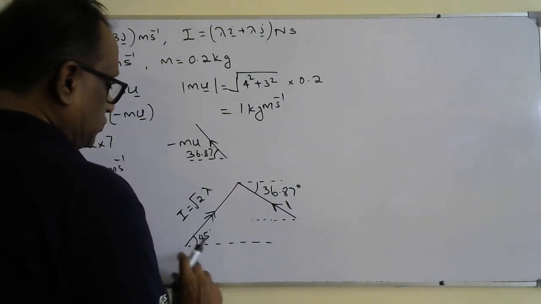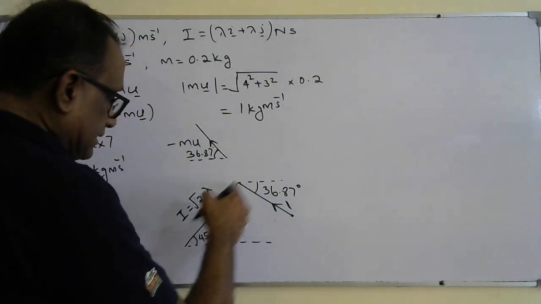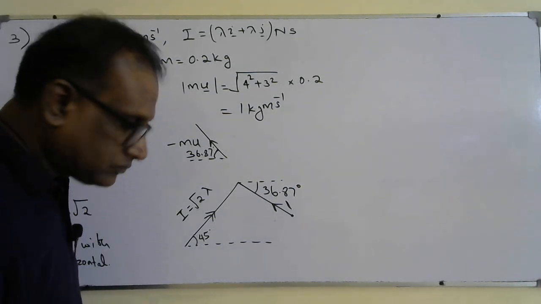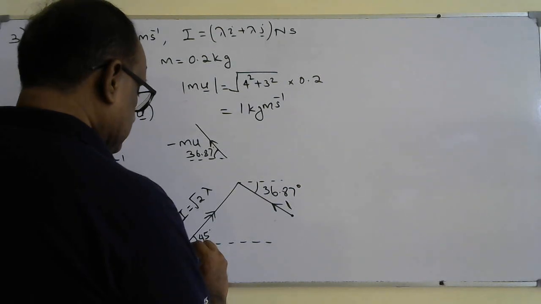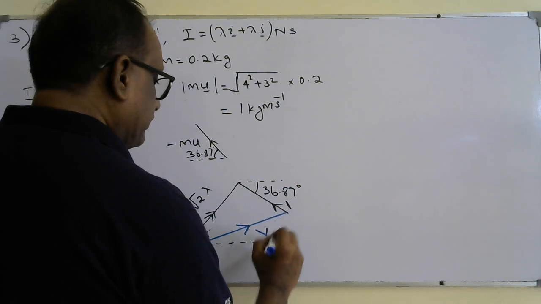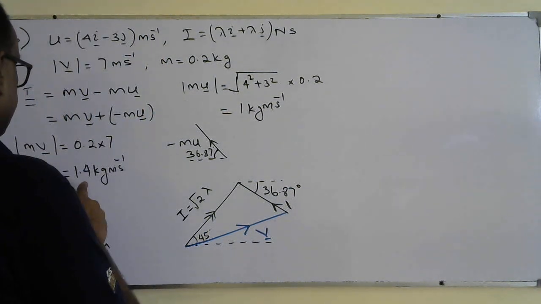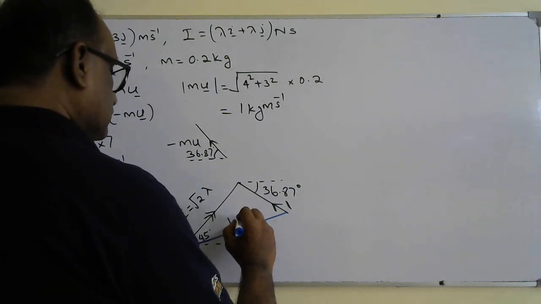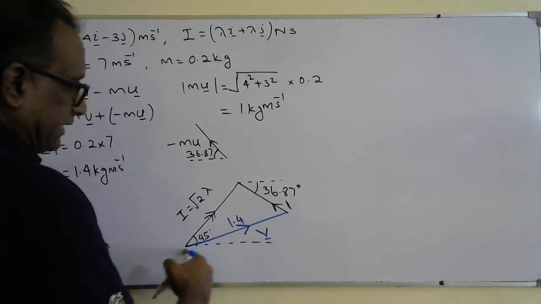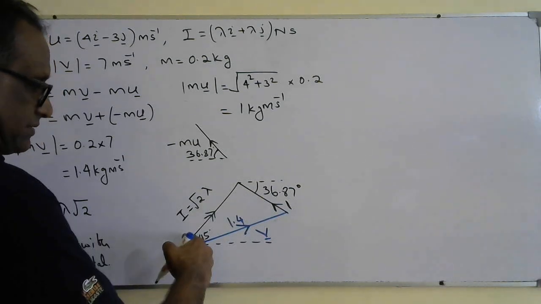So when I connect these two lines, this point, that's the minus mu vector. This is the I vector. If I connect these two lines, that will be the vector mv. We don't know its direction, but we know its magnitude, that is 1.4 kilogram meter per second, the magnitude of vector mv. So this is vector mv, and this is vector minus mu, which gives the resultant vector I.